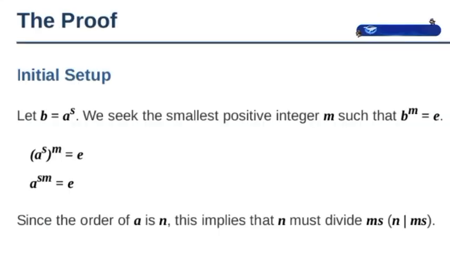We begin with b equals a raised to s, then we let b raised to m equal the identity element e. Substituting b equals a raised to s, we get a raised to s times m equal e. Since G has order n, we also know that a raised to n equals e. Therefore, n divides m times s.